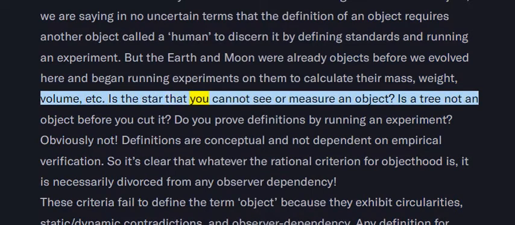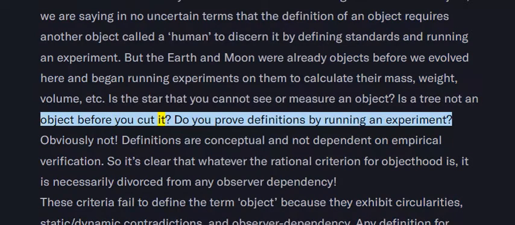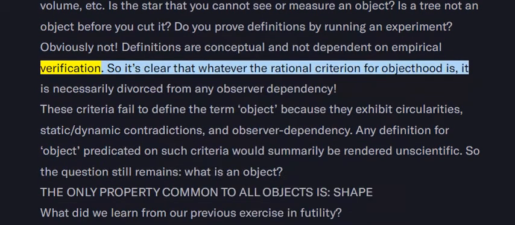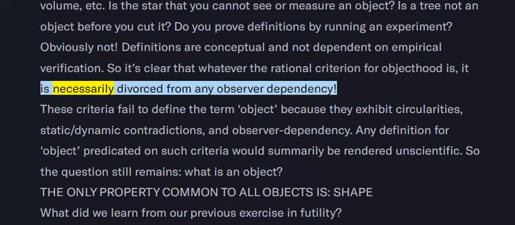Is the star that you cannot see or measure an object? Is a tree not an object before you cut it? Do you prove definitions by running an experiment? Obviously not. Definitions are conceptual and not dependent on empirical verification. So it's clear that whatever the rational criterion for objecthood is, it is necessarily divorced from any observer dependency.